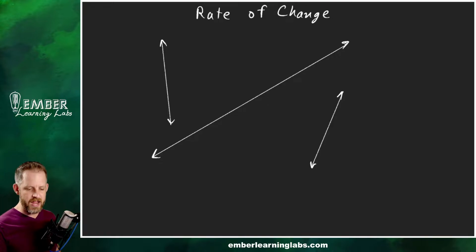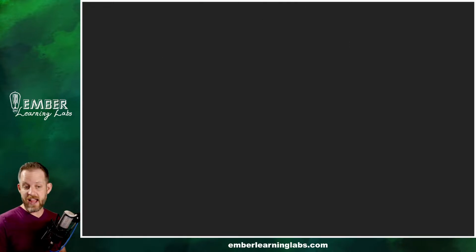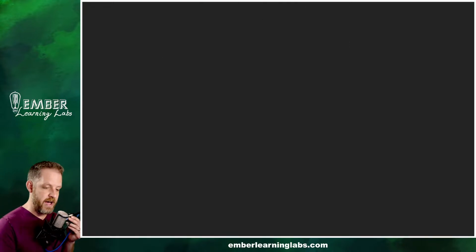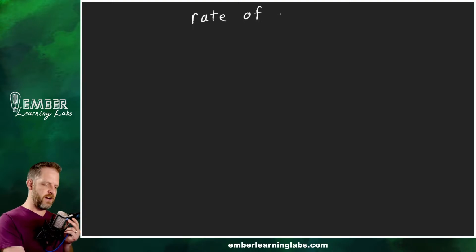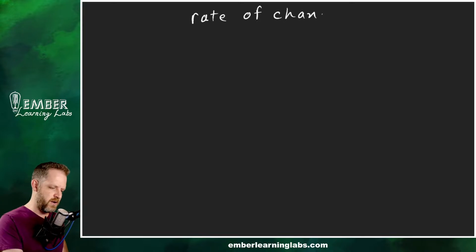Rate of change has another name, especially when we're talking about linear functions. It has a simpler name, which is nice because we have less writing to do. Rate of change, how fast a linear function is changing, is also called slope. The slope of a linear function.